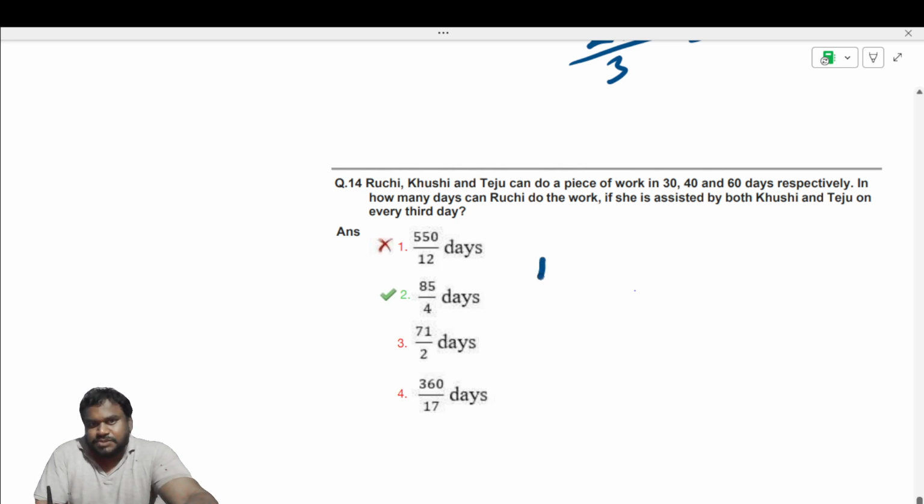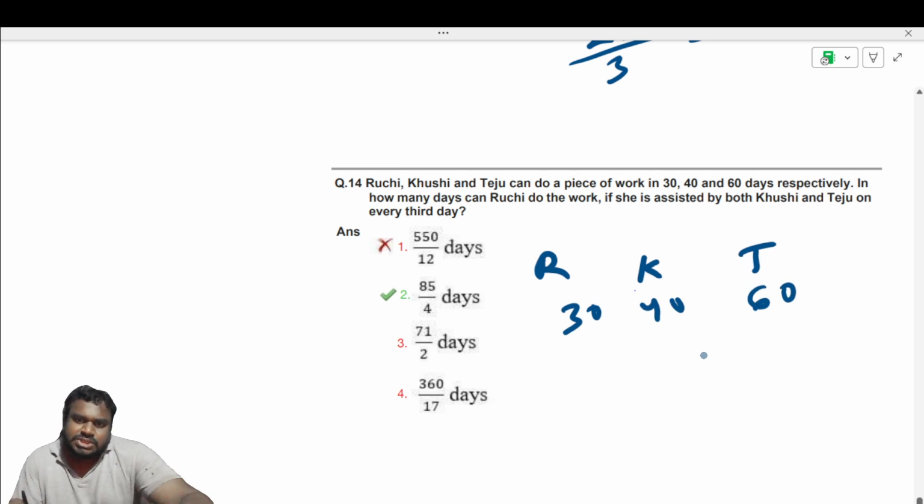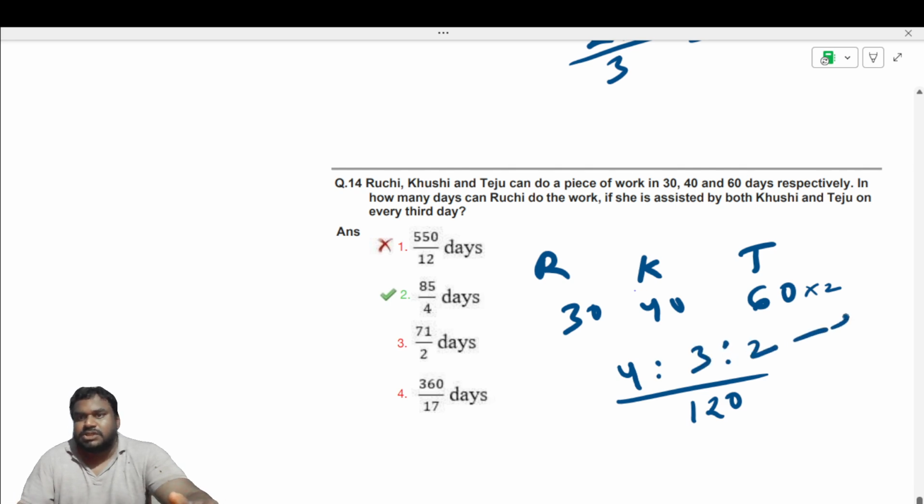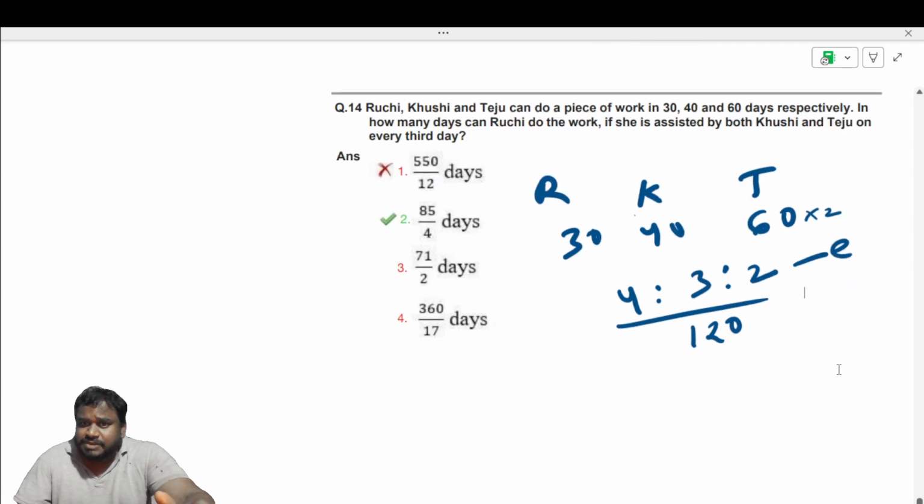I'm directly doing it. So Ruchi, Kushi and Teju can do the work in 30, 40 and 60. Then what is the LCM? 60 will be divisible by 30 and 40? Then take 120, multiply with 2. So 120 will be obviously divisible by both 30 and 40. So 120 is their LCM. 4 times and 3 times, and this is 2 times. These are the efficiency ratio. So in how many days can Ruchi do the work if she is assisted by both Kushi and Teju on every third day? On every third day, Kushi and Teju are joining Ruchi. So Ruchi on first day, second day, Ruchi.